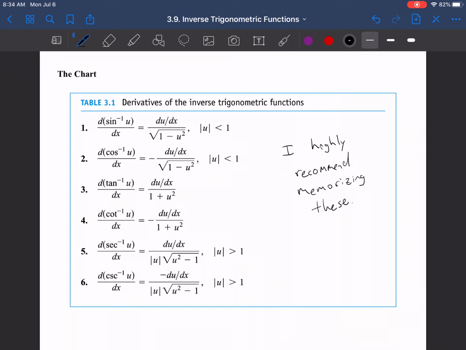So again, make sure that you get these memorized. Okay? And that's pretty much it. That's it for this whole section. Here are all the derivatives. Practice using them in your homework. Get them memorized. And let me know if you have any questions.